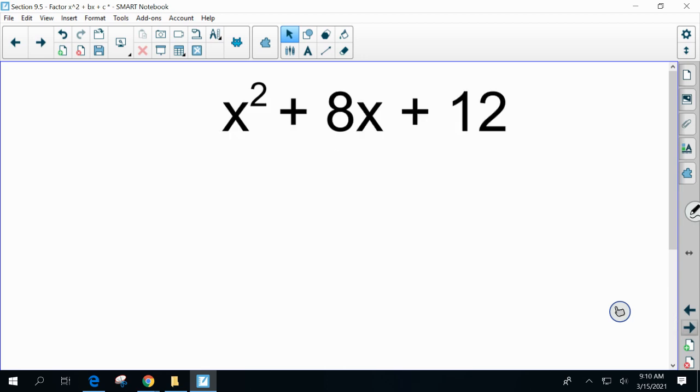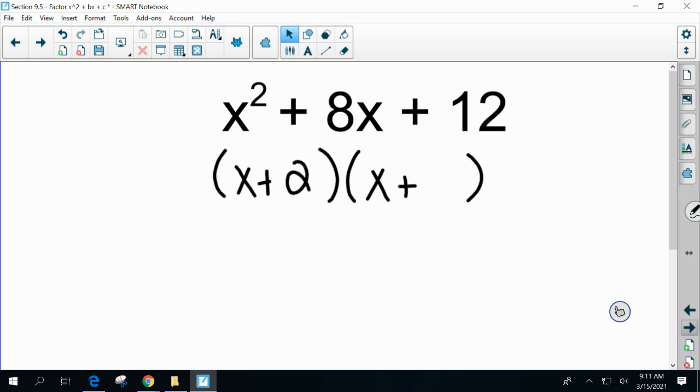Okay, the next one, again, I have plus plus. And 12 has a lot more choices, like 1, 12, 2, 6, 3, 4. What'd you guys pick that adds up to 8? 2 and 6, or you could put 6 and 2, either way.